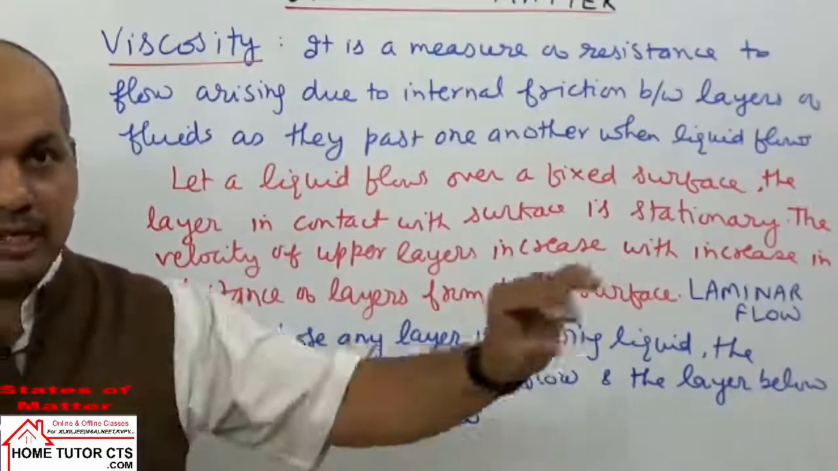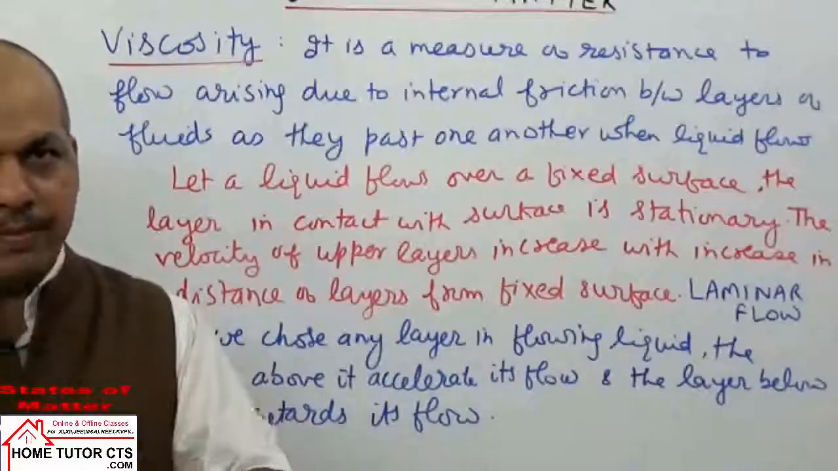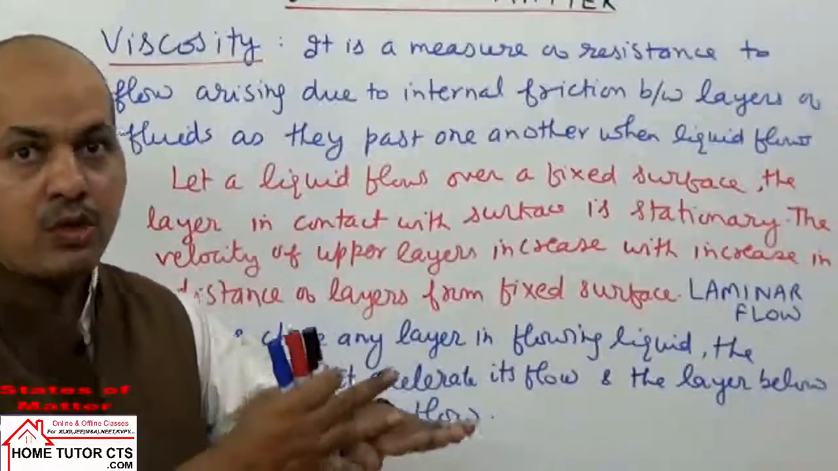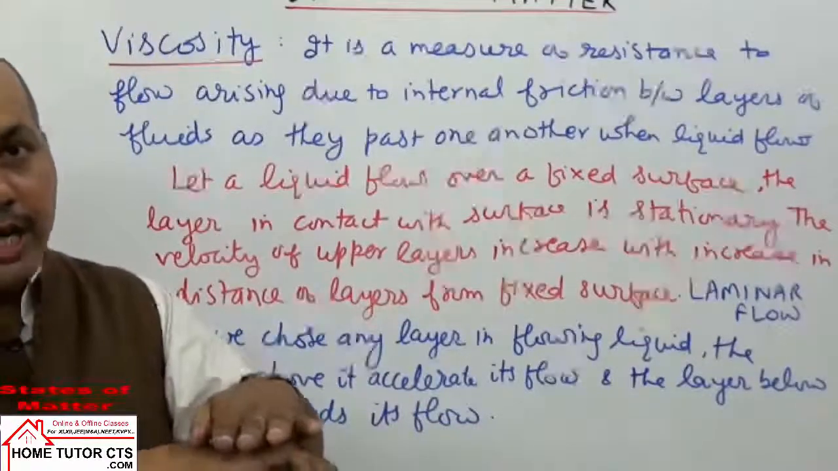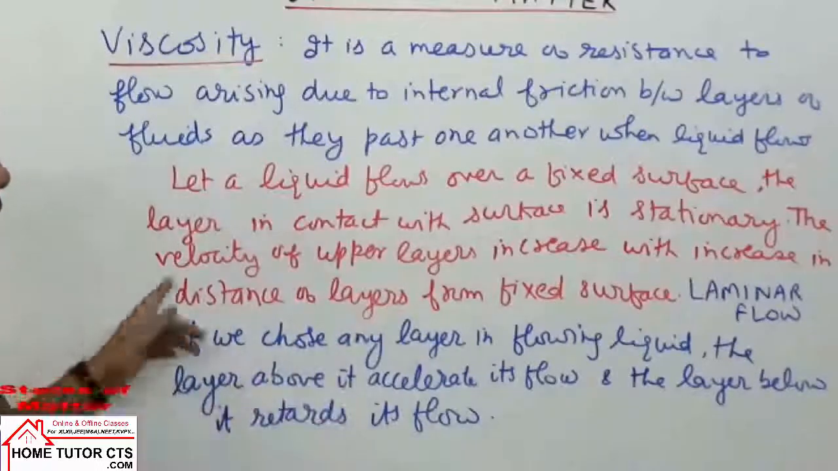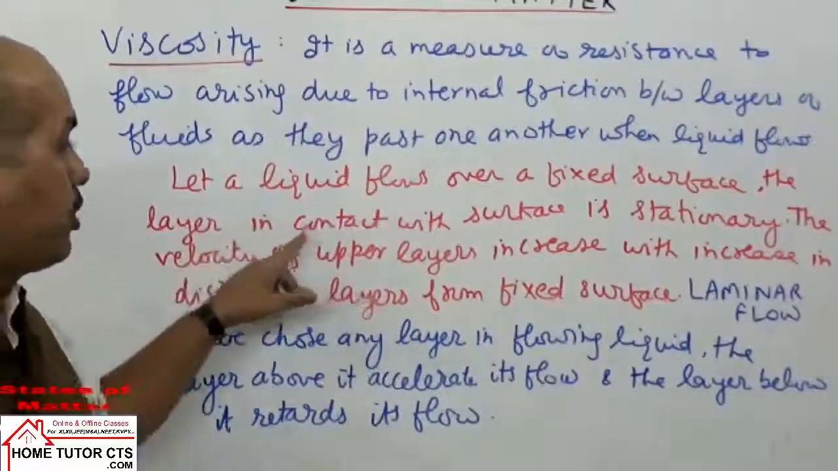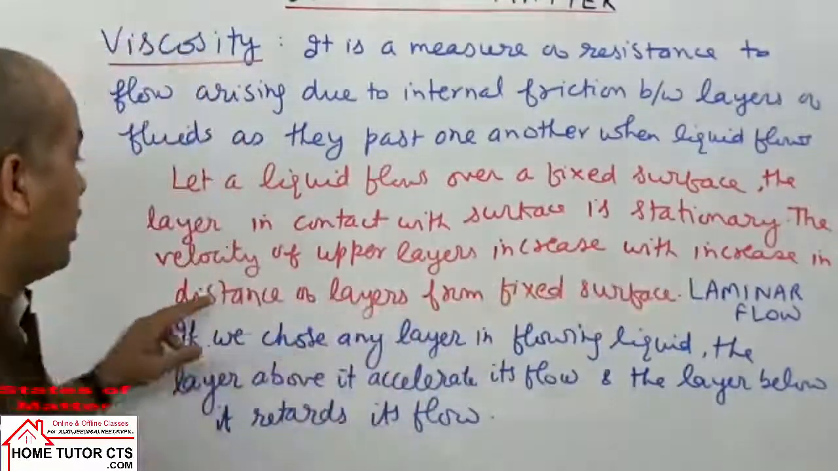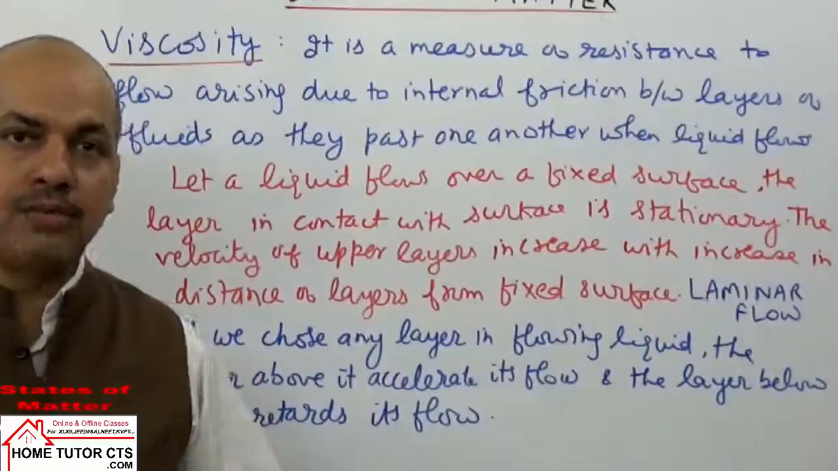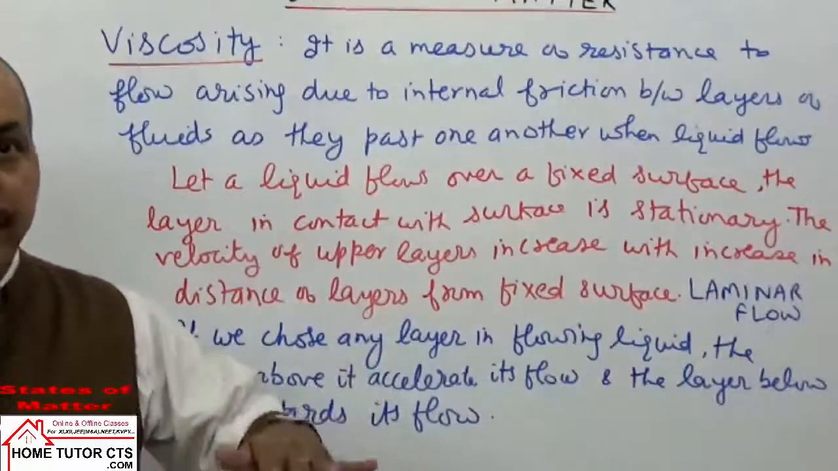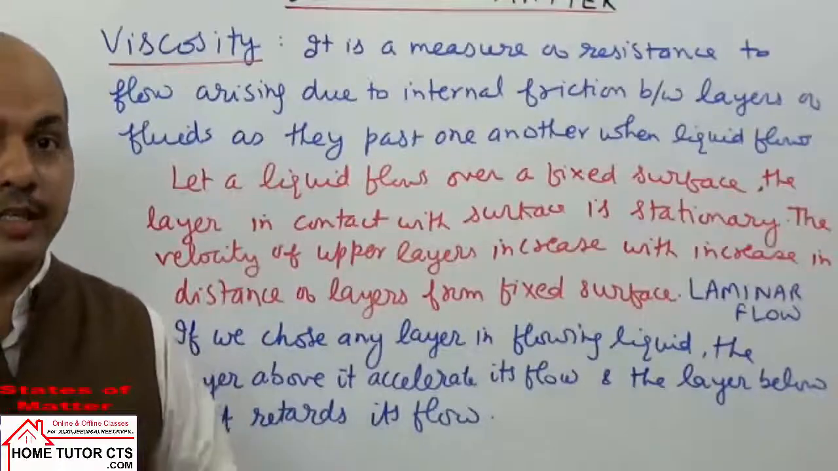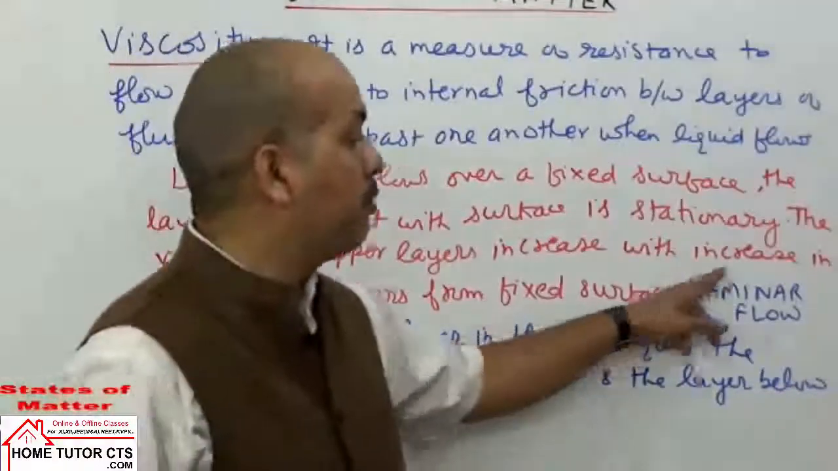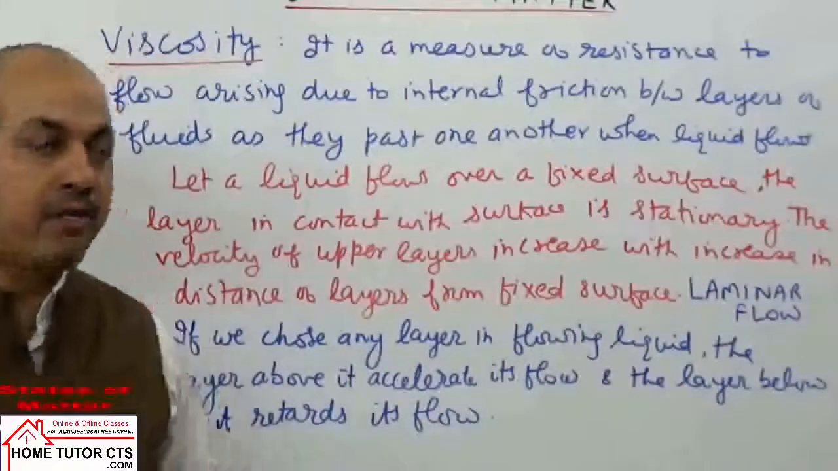If you take a fixed layer, suppose any layer in between, then the upper layer will flow faster, so it tries to accelerate this lower layer also, whereas the lower layer will retard its motion. That is given here. The layer in contact with the surface is almost stationary, and the velocity of the upper layers increases with increase in distance of the layers from the fixed surface. This kind of flow, in which there is regular gradation of the velocity as we move away from the fixed surface, is called laminar flow.